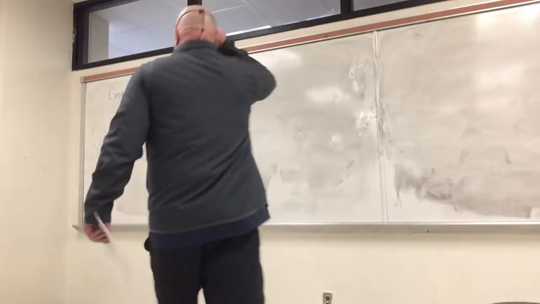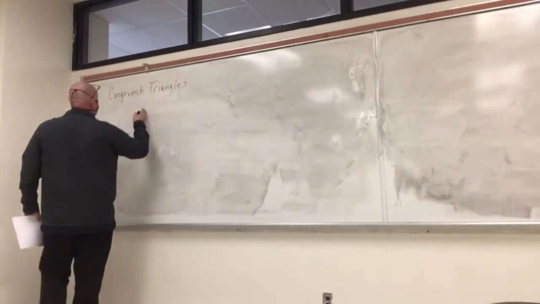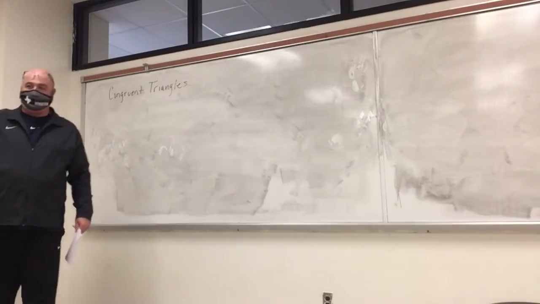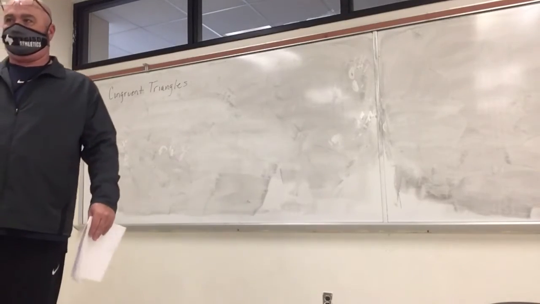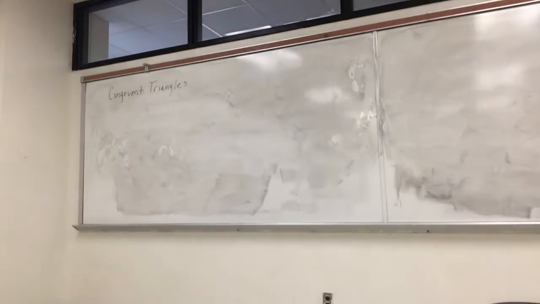So, before we can get started on congruent triangles, we need to define what congruent triangles mean. Does anybody have an idea what congruent triangles mean? All the same what? Angles. All the same what? Shape. All the same what? Side. Okay, so congruency actually means this. It doesn't mean equal. Congruence does not mean equal. It means same size, same shape.